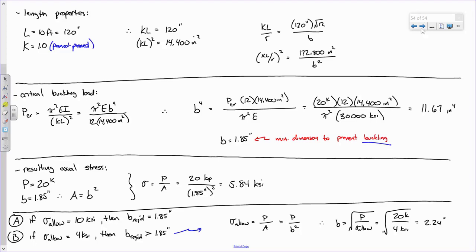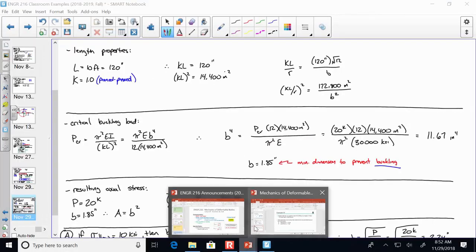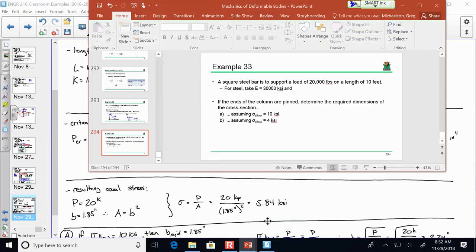If you want a final answer, here's what I propose. For this scenario, b is 1.85 inches. For this scenario, 2.24 inches. And ignore all the buckling and all the math. I think the answer should make sense just looking at the allowable stresses. If your material can only handle so much stress, you have to use more of it, right?